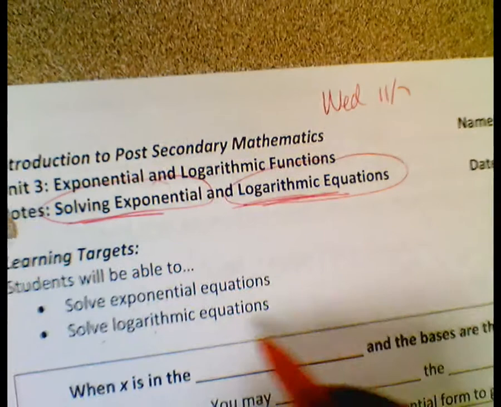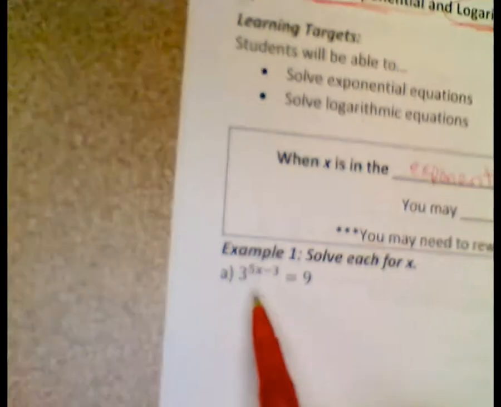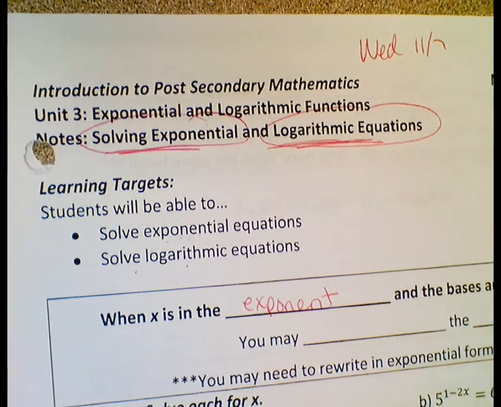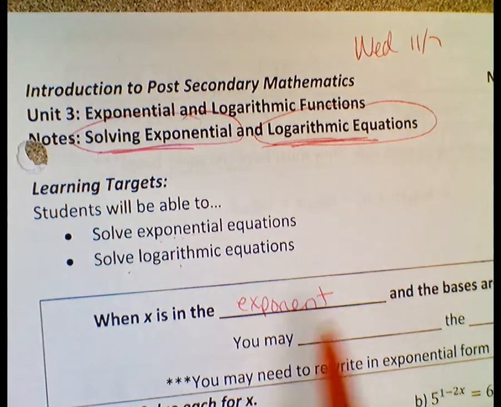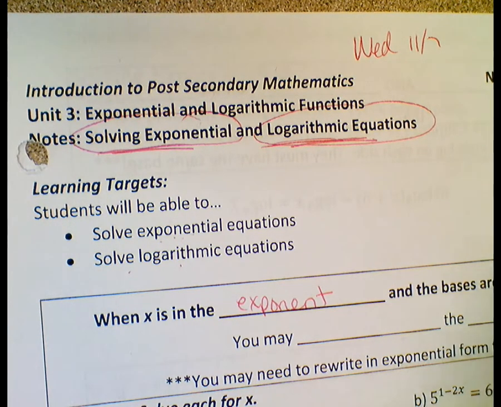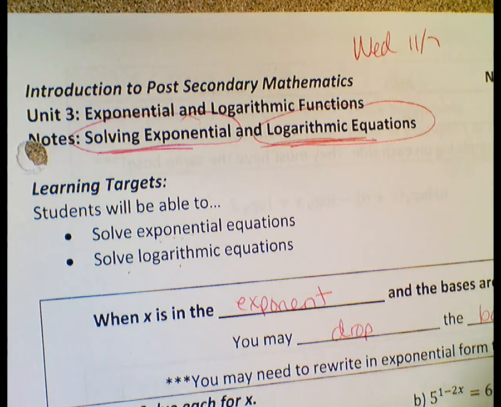So when x is in the exponent, when x is up there, like right here, see how x is in the exponent? Then, if the bases are the same, or you can get them the same using our family, remember this little family sheet right here? If you can get them the same using this sheet, then you're going to drop the base and solve for x. Drop the base and solve for x.